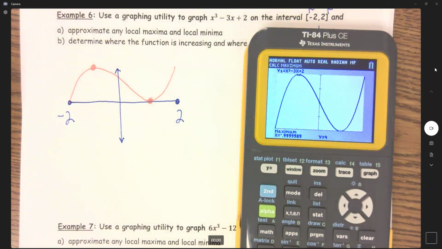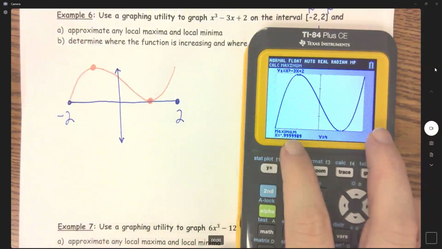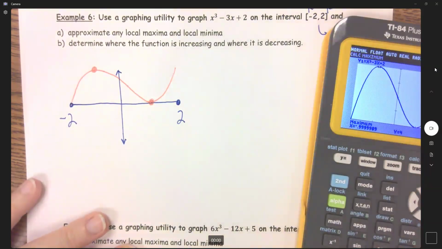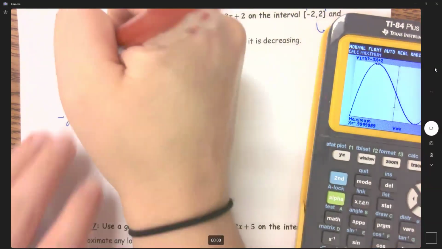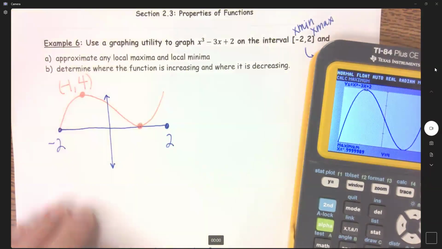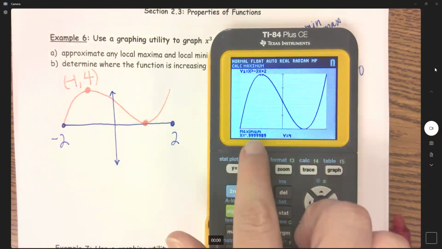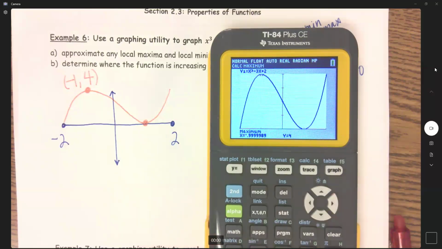And there is my max. Now, your calculator might say something different. This one's giving me -0.9999989, but what is that really, really close to? That's -1. So I'm going to call this point here -1, 4. And your calculator might actually say -1, 4. I don't know why sometimes it gives you the whole number and sometimes it gives this to you, but if it gets really, really close to a number, just kind of go with it.